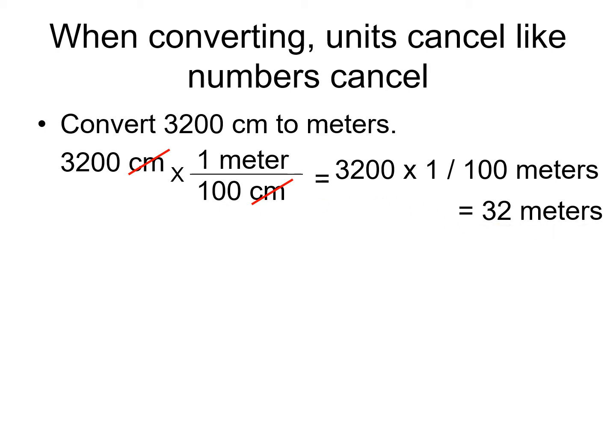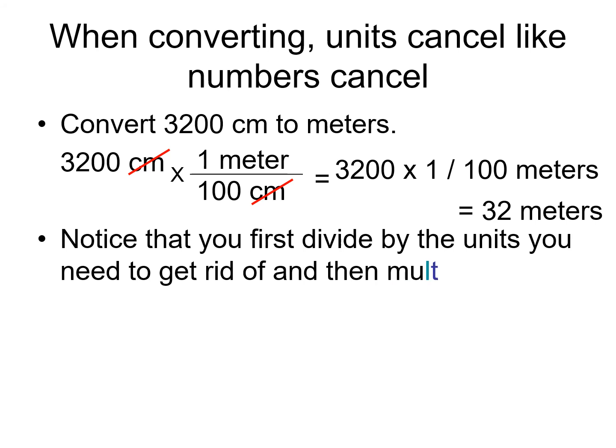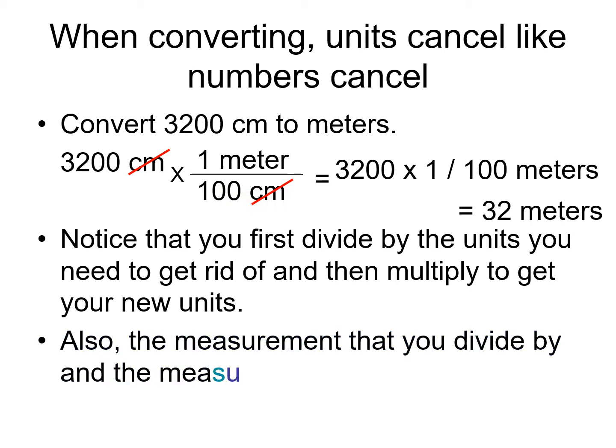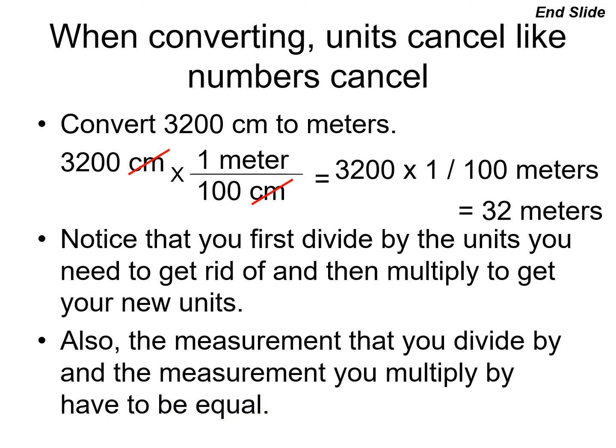Now that sounds pretty easy because really all we had to do is go from centimeters to meters. We take the decimal point 2 places to the left. But this shows that this way works also, where we multiply by 1 meter, divide by 100 centimeters. Now a couple of things to notice. First of all, we want to divide by the unit that we want to get rid of. So we got this unit here, we want to divide by that unit in order to get rid of it. The second thing to notice is that the measurement that we divide by and the measurement we multiply by are going to be equal to each other, so that this ratio is equal to 1.